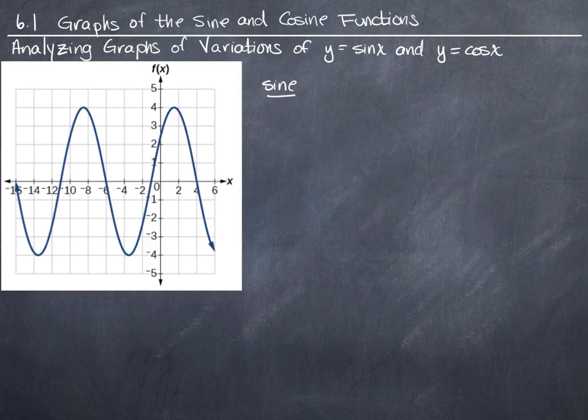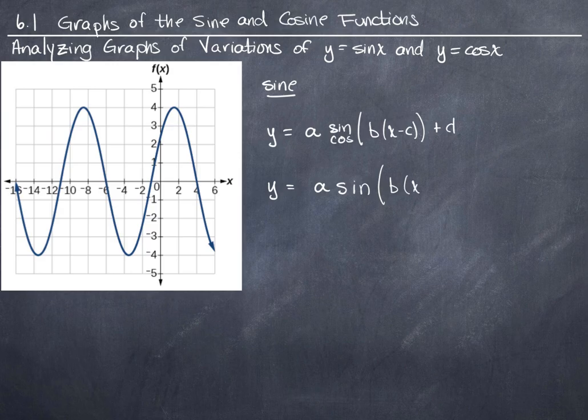Recognizing that these all take the form y equals a times either sine or cosine of b times x minus c plus or minus d. Now we've already decided this one's going to be easier to graph as a sine function. So I'm going to rewrite this as a times the sine of b times x minus c plus d.